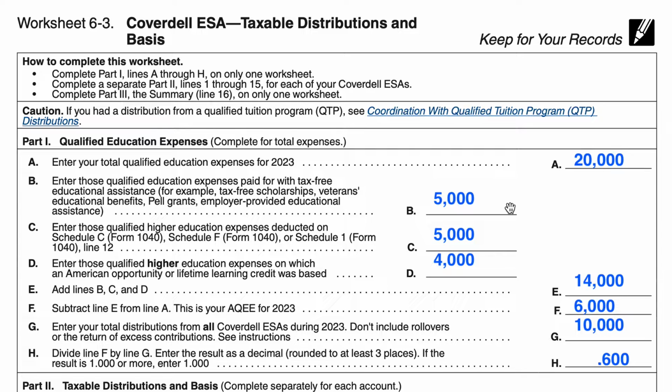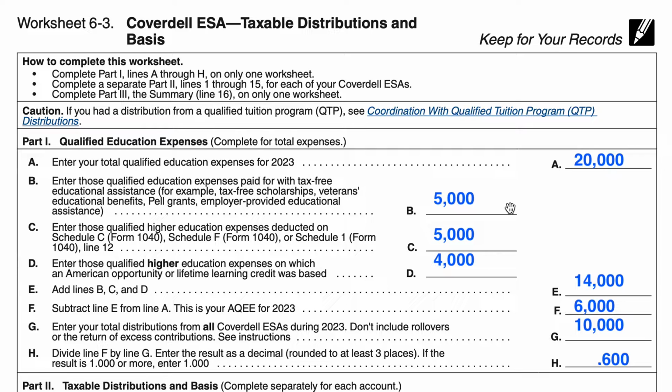So that money cannot be allocated towards the Coverdell ESA. Now in line D, we're going to enter the qualified higher education expenses for which we calculated either the American Opportunity or the Lifetime Learning Credit. That's on IRS Form 8863, which covers both of those tax credits.